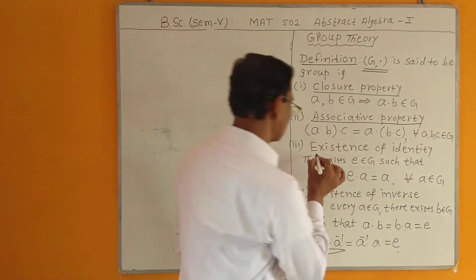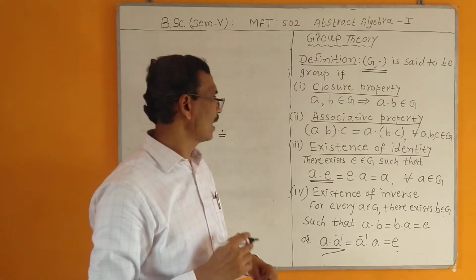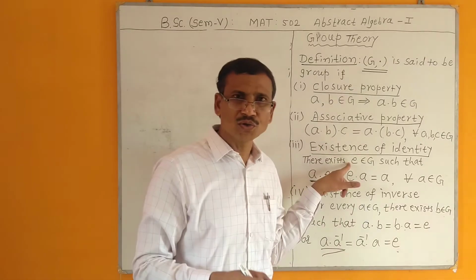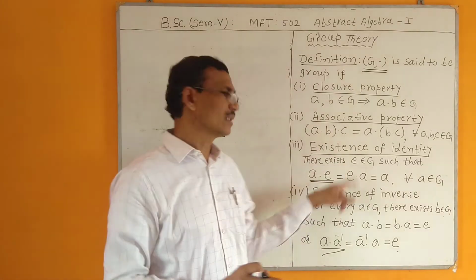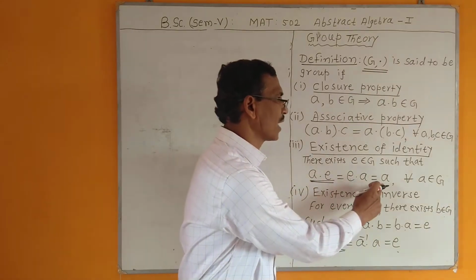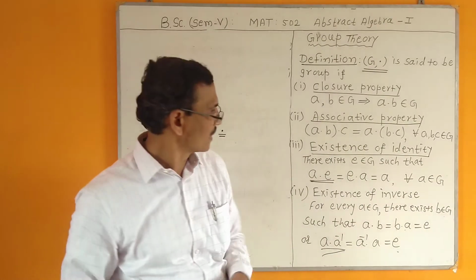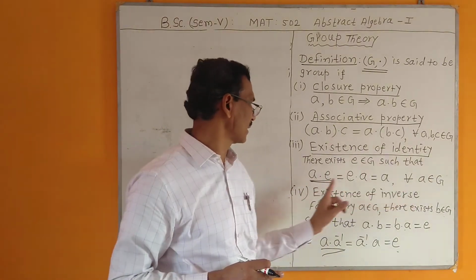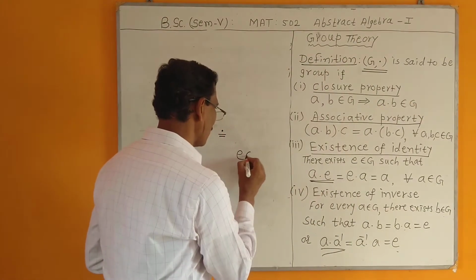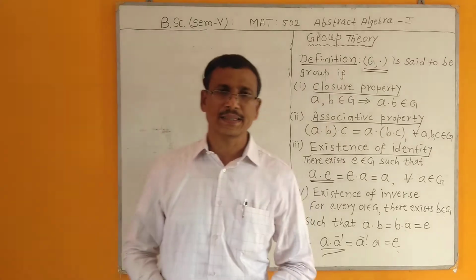Third condition is existence of identity element. Existence of identity element means there must exist an element e belongs to G satisfying the condition that a dot e is equal to e dot a is equal to a for every a belongs to G. This condition must be true for all elements. If this condition is satisfied, the element e belongs to G is called an identity element.